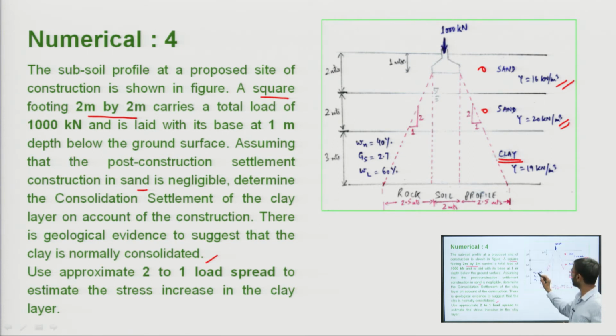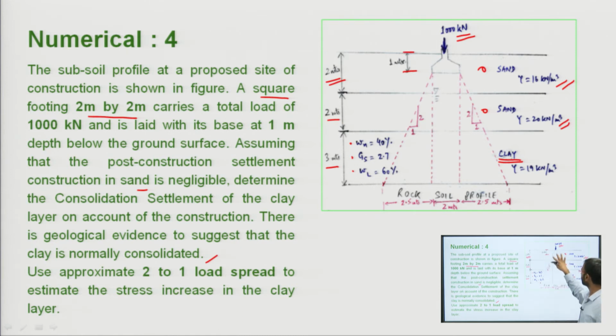Now also some values are given: this clay layer's natural water content is given as 40%, the value of GS is given as 2.7, and the liquid limit is given as 60%. Okay. Now the clay layer thickness is given as 3 meters, the sand layer whose bulk unit weight is 20 has a depth of 2 meters, and the sand layer having a bulk unit weight of 16 kilonewton per meter cube has a thickness of 2 meters. Now there is a footing, this foundation has a load of 1000 kilonewton. Now the depth which it is penetrating is 1 meter.